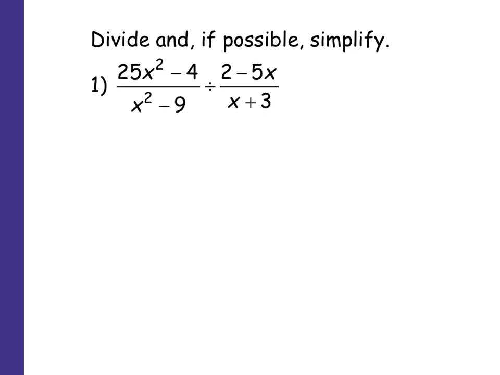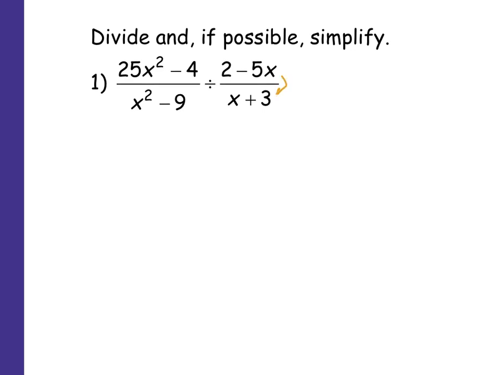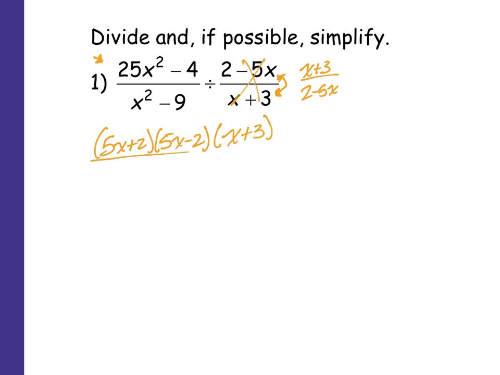The only thing different is when I'm factoring, these two flip. I take the reciprocal of the second one. So I'm going to factor the first one. I'm going to factor this one. And that factors to, what does that factor to? 5x plus 2 times 5x minus 2. And then this flips, so this becomes x plus 3 over 2 minus 5x. So this becomes x plus 3. And it's times. And then the bottom is x plus 3 times x minus 3.